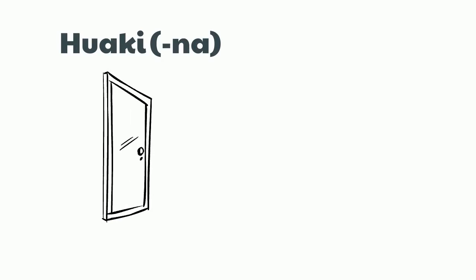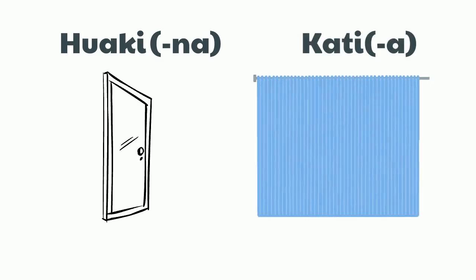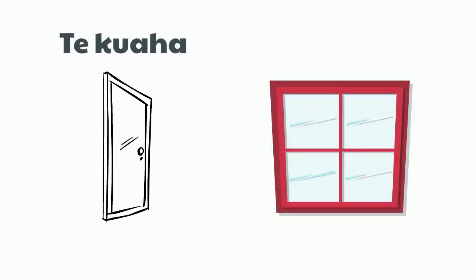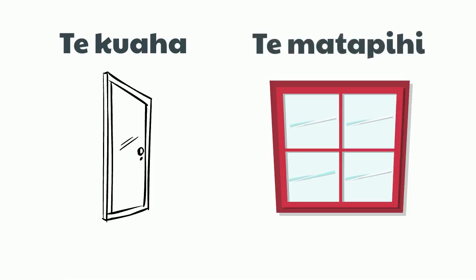Let's practice, while also learning some new words. Huaki means to open. Kati means to close. Te kuaha means the door. Te matapihi means the window.